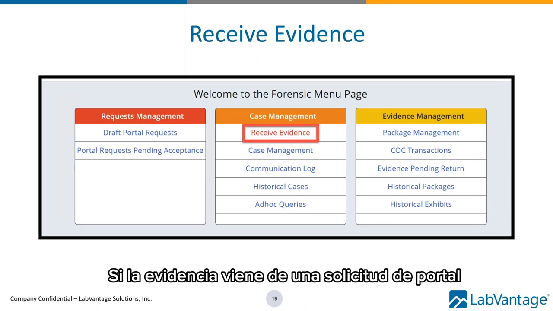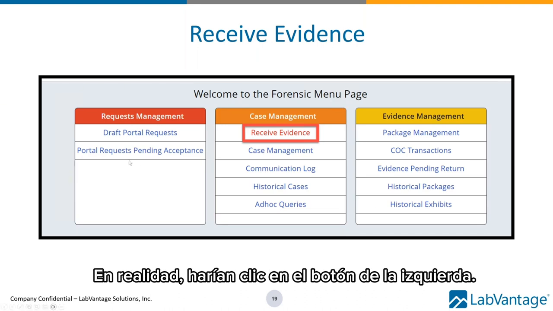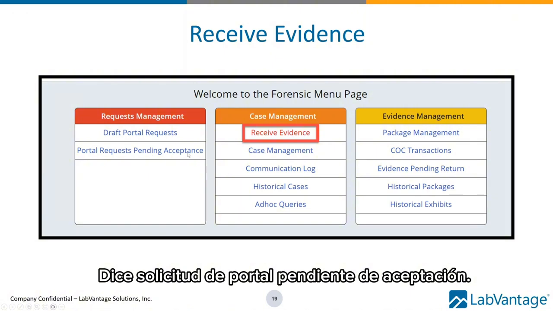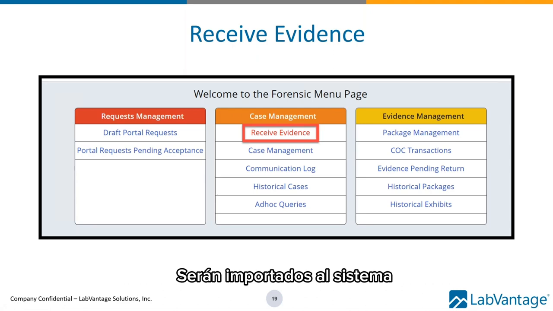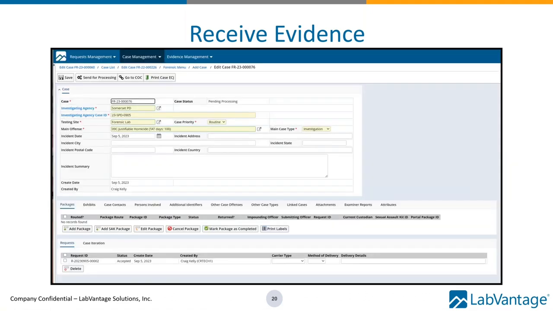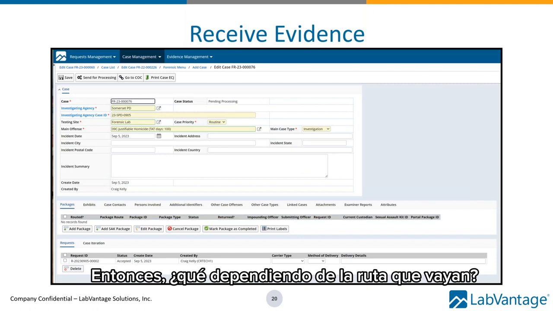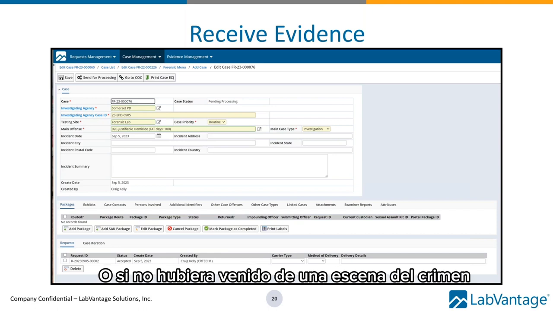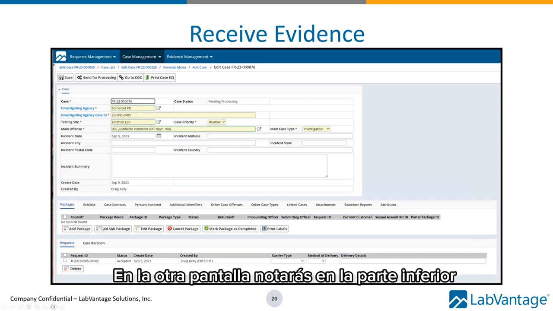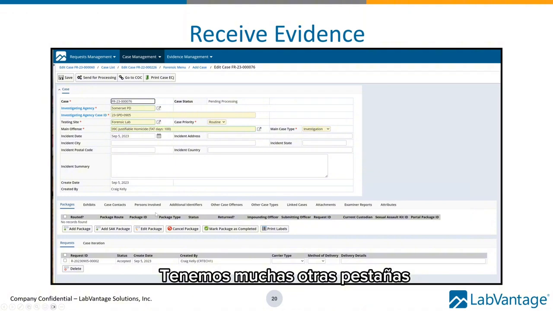However, if the evidence is coming in from a portal request, they would actually click the button on the left that says portal request pending acceptance. And if they do that, all of that information that's already been populated will be imported into the system. So depending on which route they go, the information you see on the screen would either be imported automatically, or it would be typed in manually if this had not already been pre-logged, or if it had not come from a crime scene. So the information you see here is very similar to what we just saw on the other screen. You'll notice at the bottom we do have several other tabs.